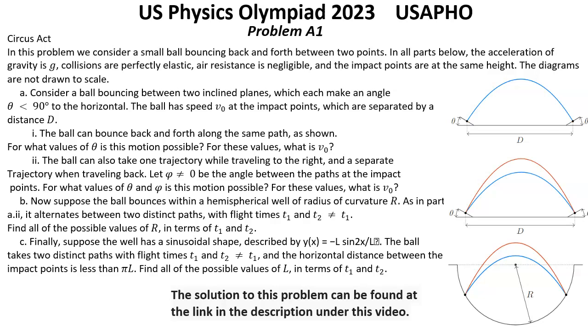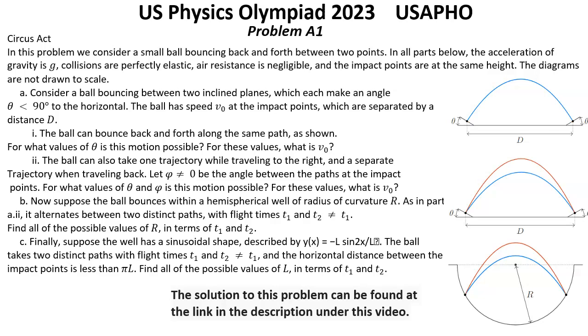Question 2. The ball can also take one trajectory while traveling to the right and a separate trajectory when traveling back. Let phi not equal 0 be the angle between the paths at the impact points. For what values of theta and phi is this motion possible? For these values, what is v0? Question B.